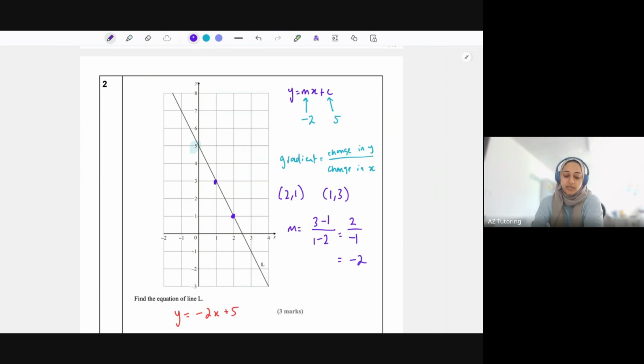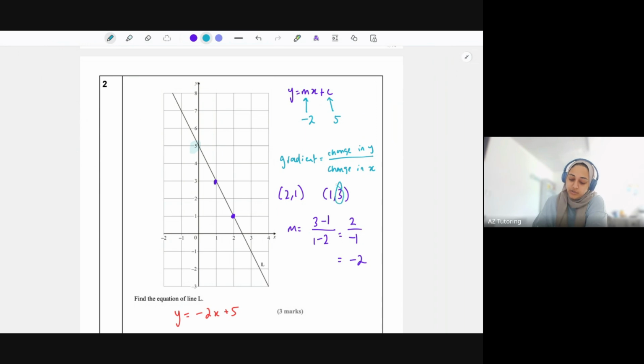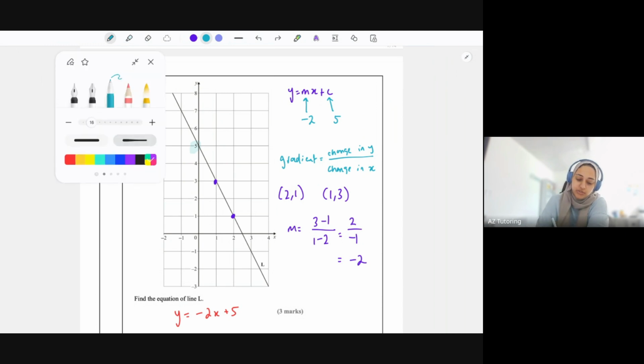And it works for any point you choose. I could have chosen any 2 points on that line. I still would have got a gradient of minus 2. Another thing people get confused with, they say, how do I know which way to minus? Like, how did I know it was 3 minus 1? You don't have to do 3 minus 1. I could do it the other way around. I'll still get the same answer, and I'll just prove it to you.